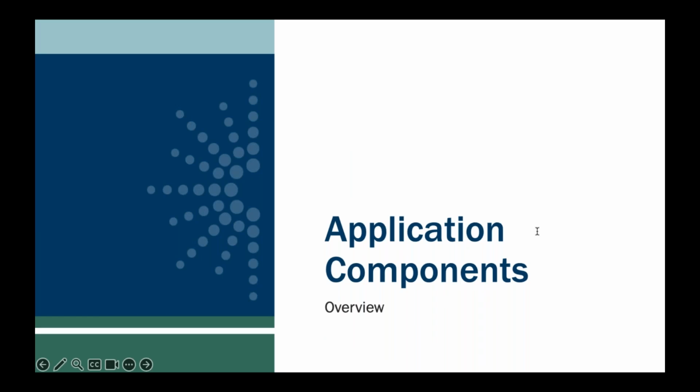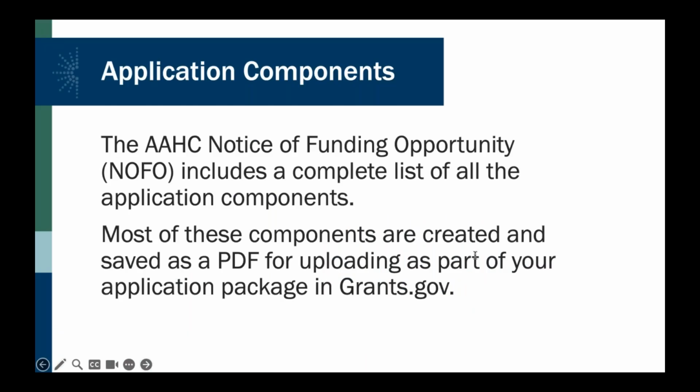In this section, we will introduce the components of an AAHC grant application and provide an overview about the required, conditionally required, and supporting documents. The AAHC Notice of Funding Opportunity, the NOFO, includes a complete list of all the application components. Most of these components are created by applicants and saved as a PDF for uploading as part of your application package in grants.gov. The table of application components, starting on page 8 of the NOFO, lists which application components are required, as well as those that are conditionally required.